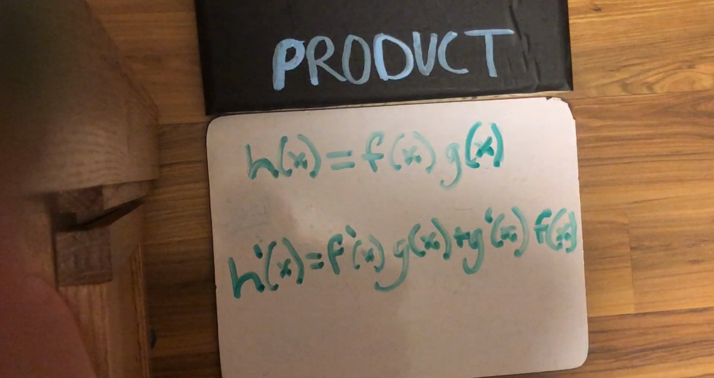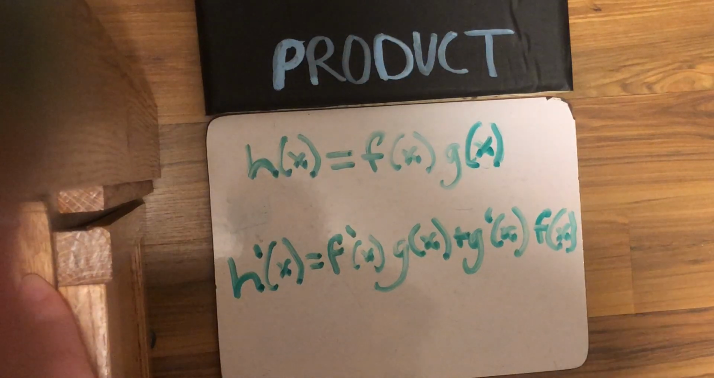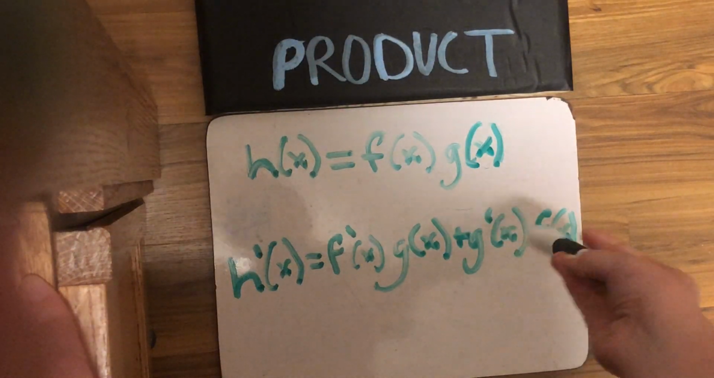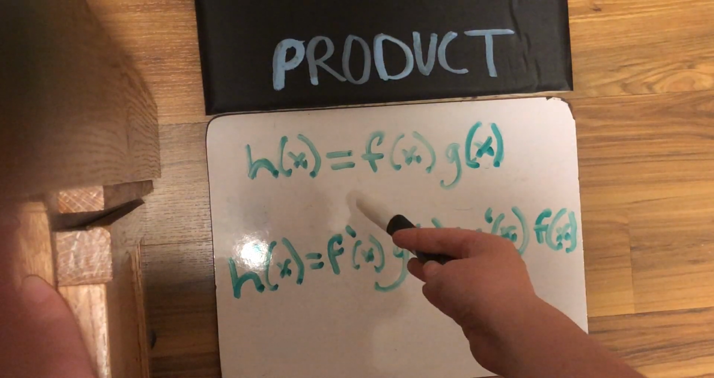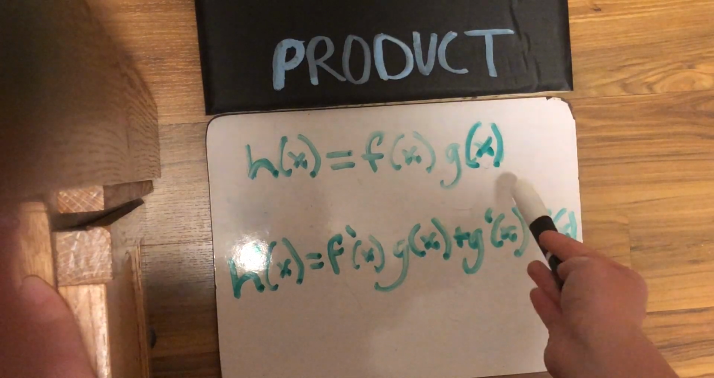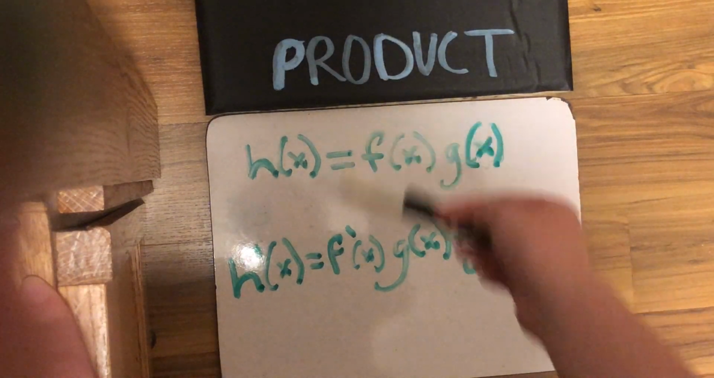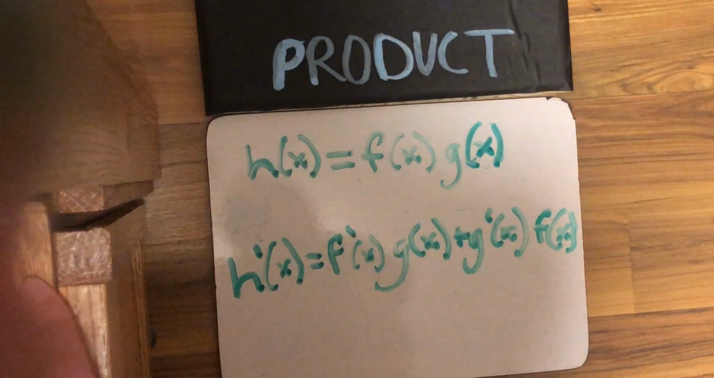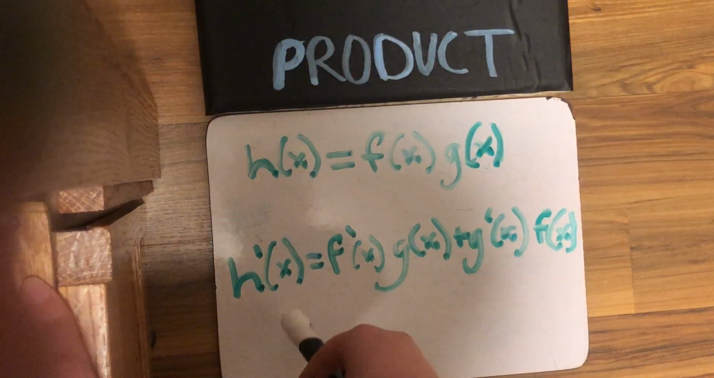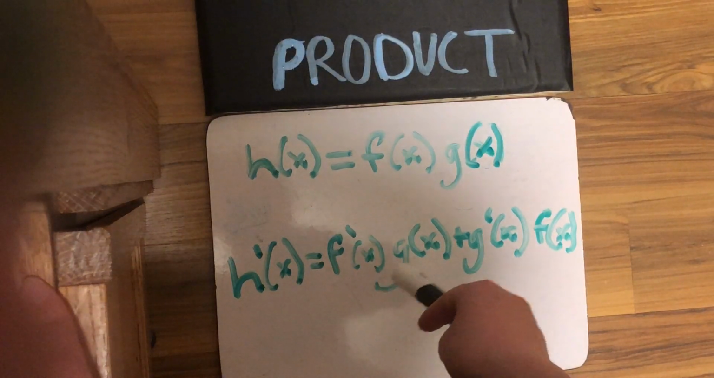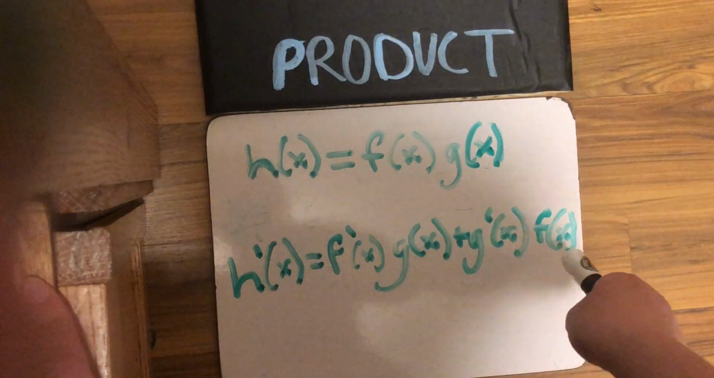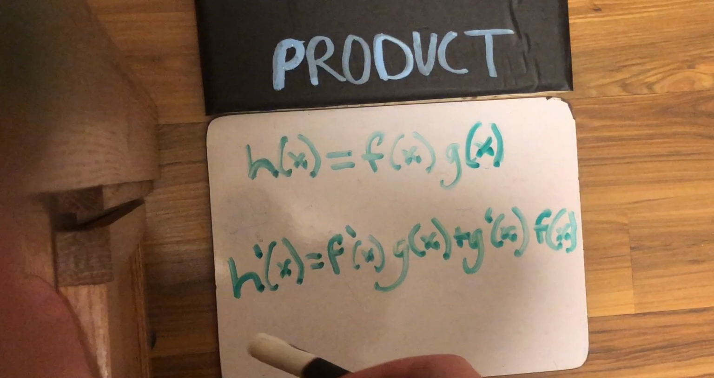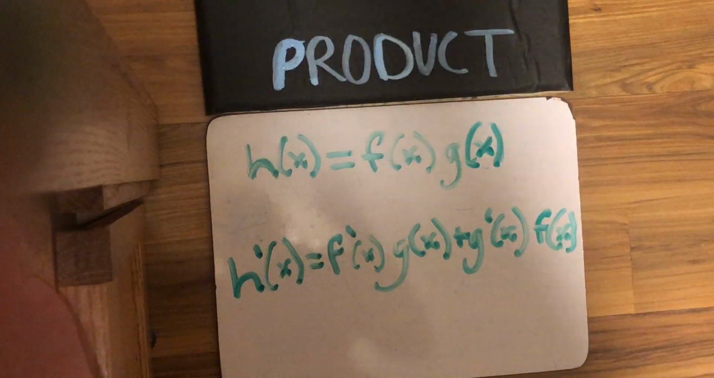So next up we have the product rule, and the product rule will be used whenever there is multiplication. So here you have h of x equals f of x times g of x. Since this is being multiplied, you need to use the product rule. Right here is the equation for the product rule. So you will have that h prime of x equals f prime of x times g of x plus g prime of x times f of x. So you will use this formula whenever you have multiplication.